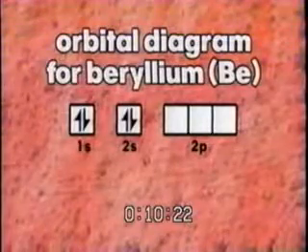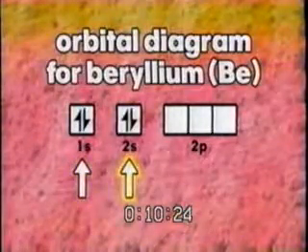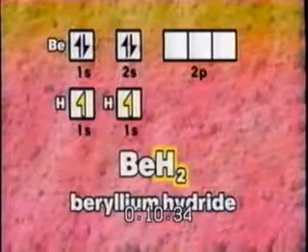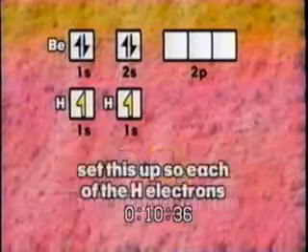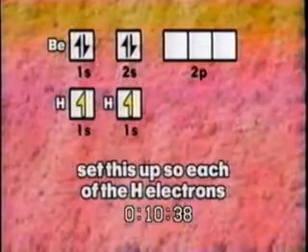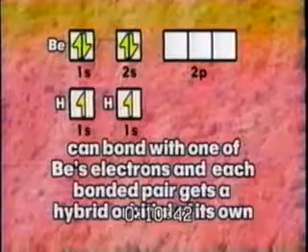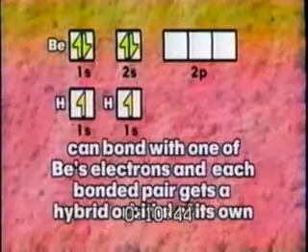Beryllium's electrons fill up the 1s and 2s orbitals. Here's hydrogen's orbital diagram. It only has a single electron in the 1s orbital, so we have two hydrogens, each with a single electron in its 1s orbital. Now we want to set this up so each of hydrogen's electrons can bond with one of beryllium's electrons, and each bonded pair gets a hybrid orbital of its own.